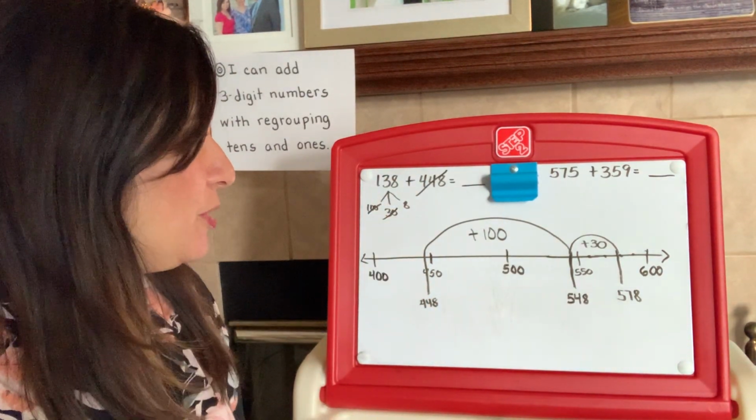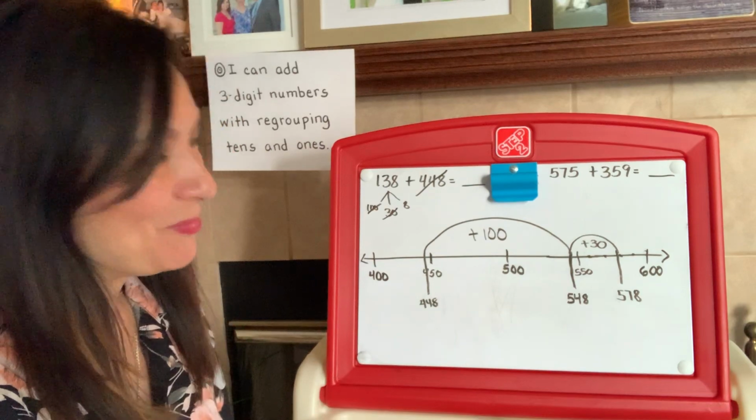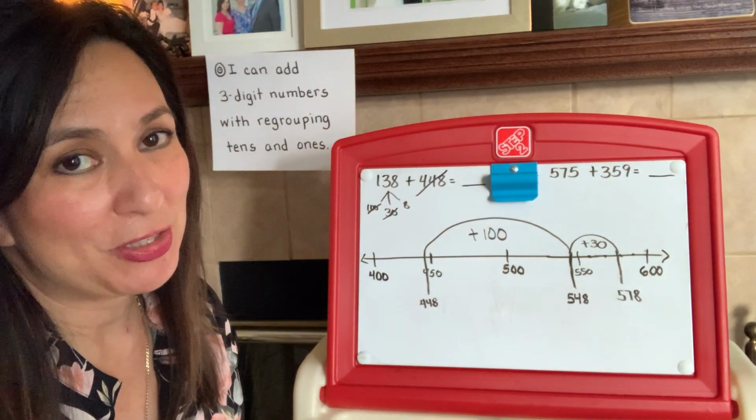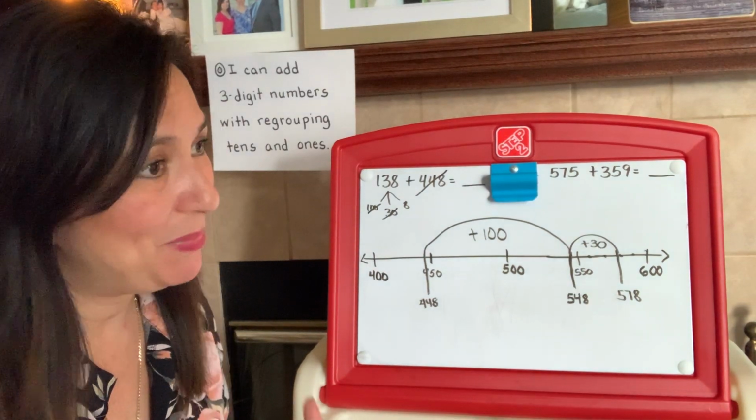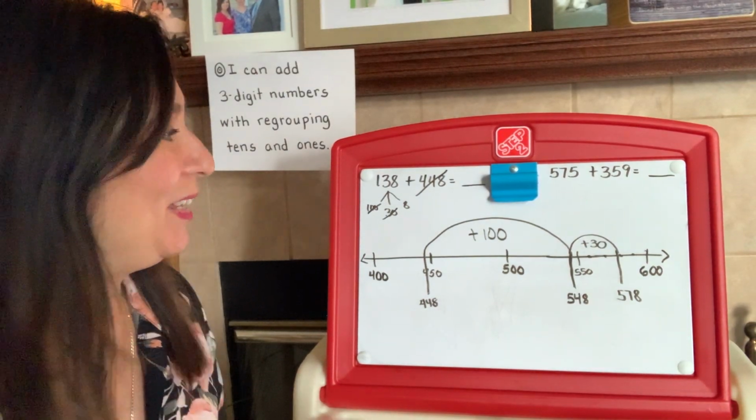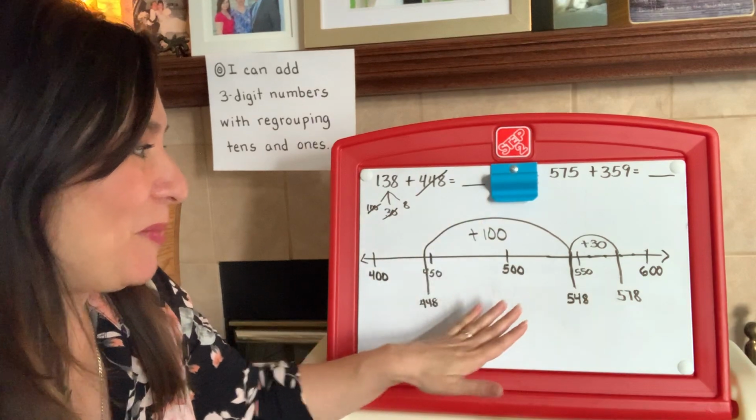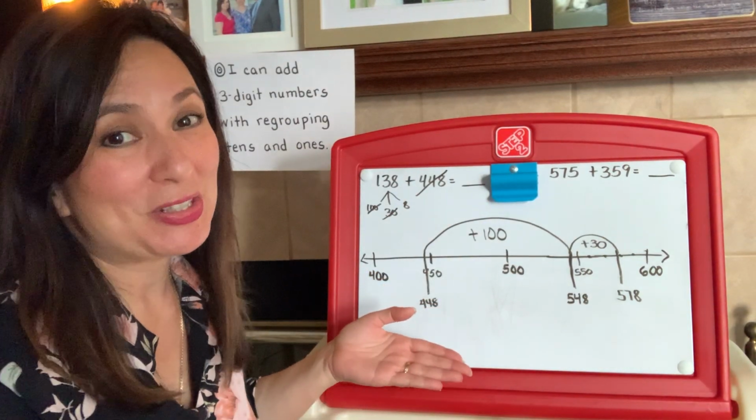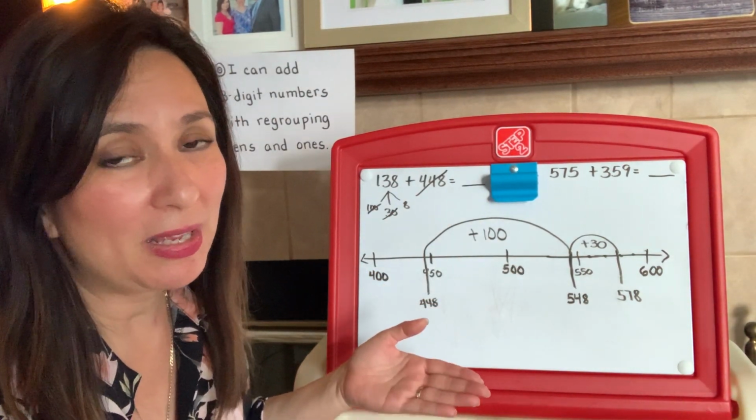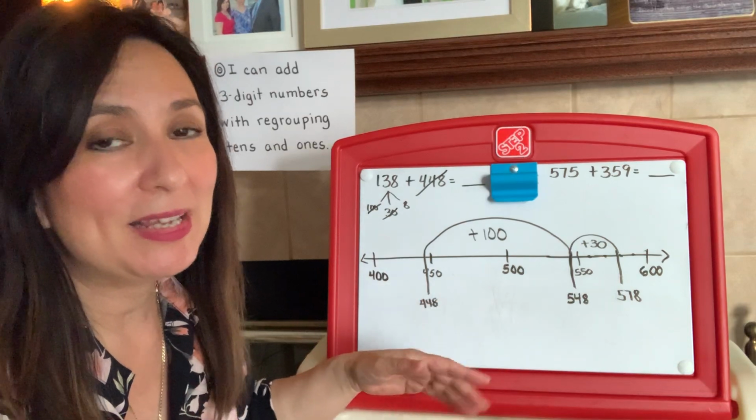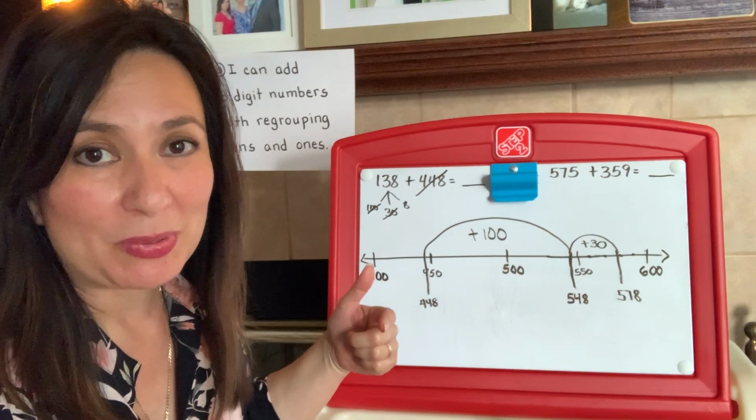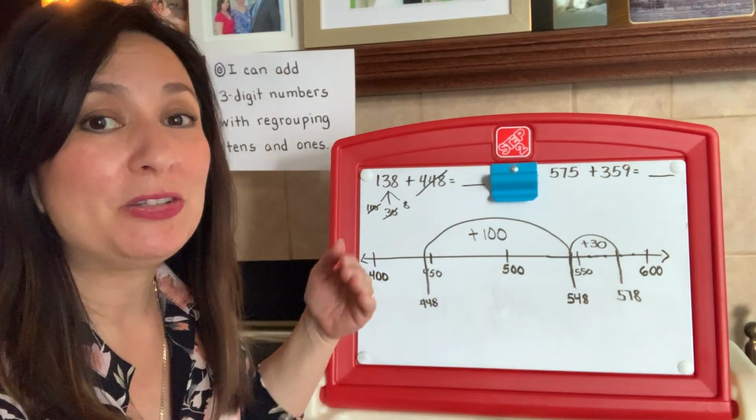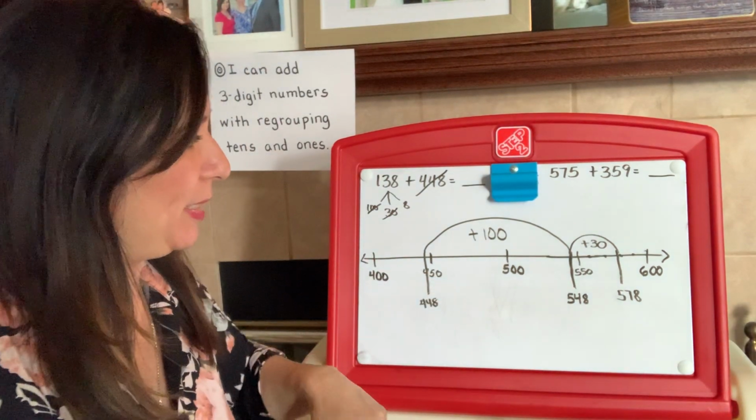And the last thing I have to do is jump 8. But here's what I'm going to do. I'm going to bridge to 10. I bridge to 10 even when I'm doing mental math in my head because 10 is such a friendly number. When we are working on a number line, I think it makes sense to bridge to 10 too because our whole goal of adding on a number line is to teach our brains how to add these numbers in our head mentally so that we can do it without using a tool eventually.